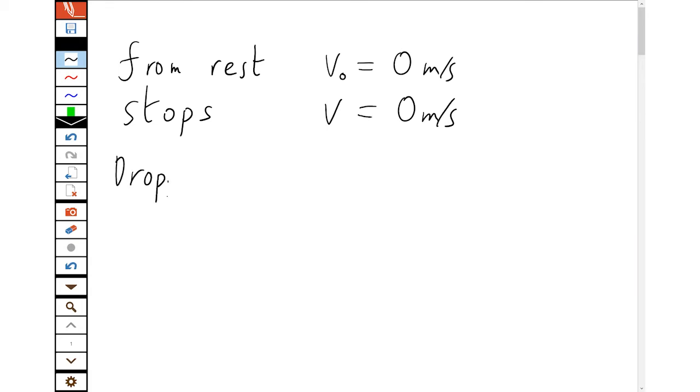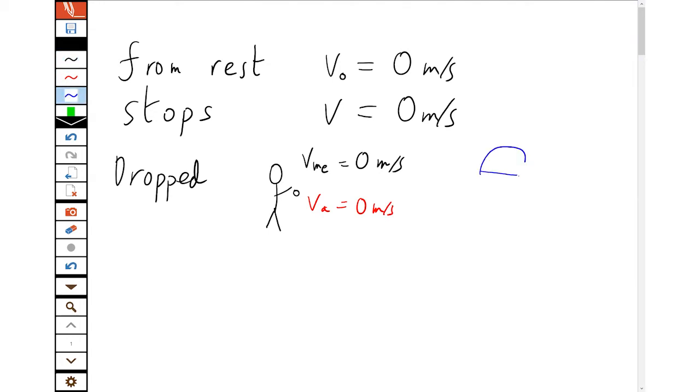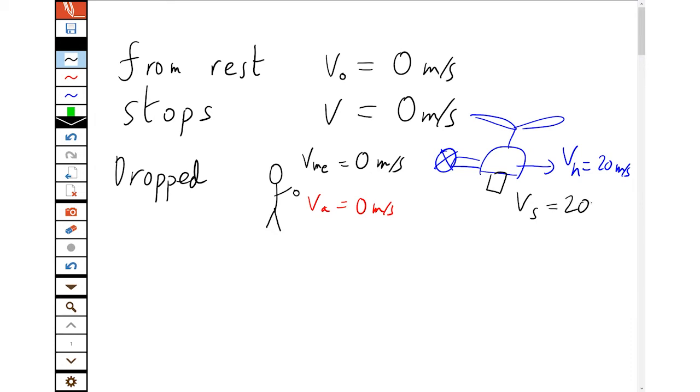A special case is if something is dropped by something else, then it starts with the velocity of that object. For example, if I'm just standing here and I drop an apple, well, my velocity was 0. So the apple starts with a velocity of 0. But if a helicopter was flying along, you can see my amazing art there, with a velocity of 20 meters per second, and it drops a crate of supplies, then those supplies will also start with a velocity of 20 meters per second to the right, which is fun.